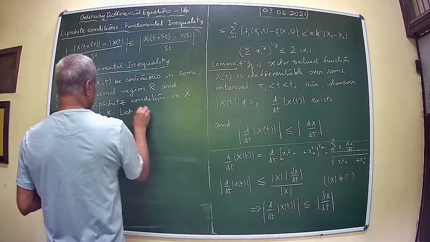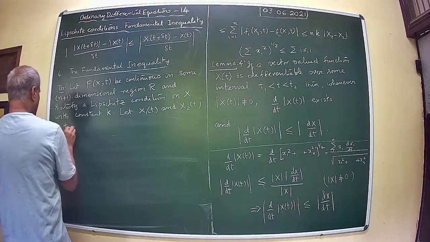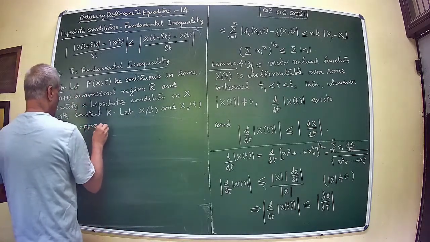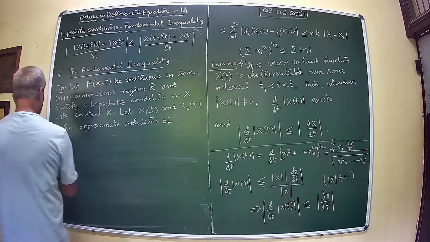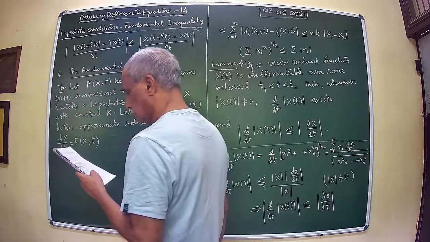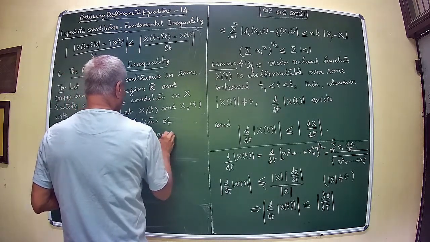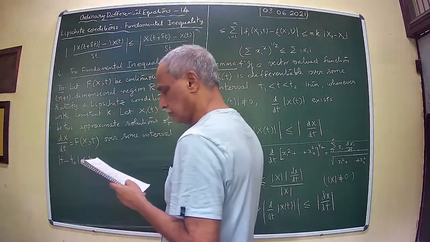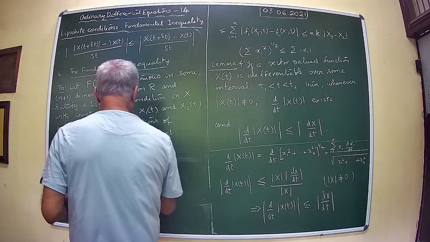Let x1(t) and x2(t) be two approximate solutions of dx by dt equals F(x, t) over some interval, with errors epsilon 1 and epsilon 2 respectively.